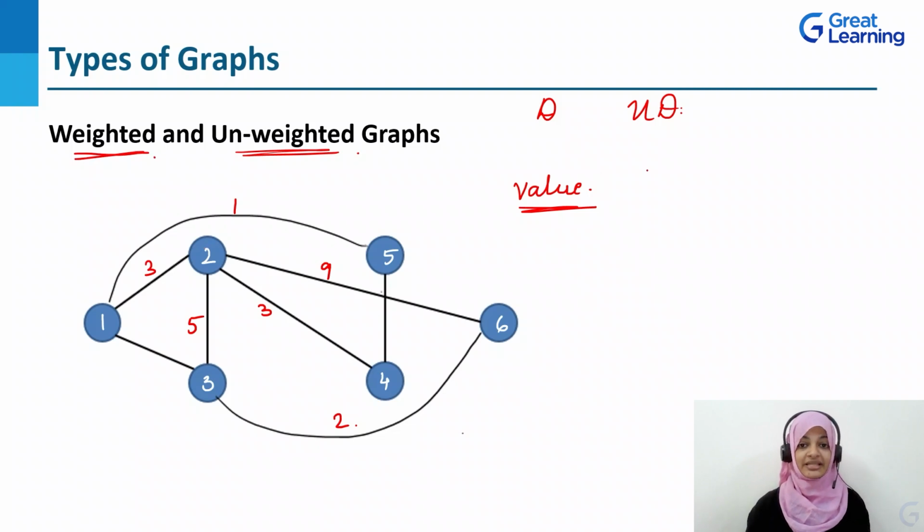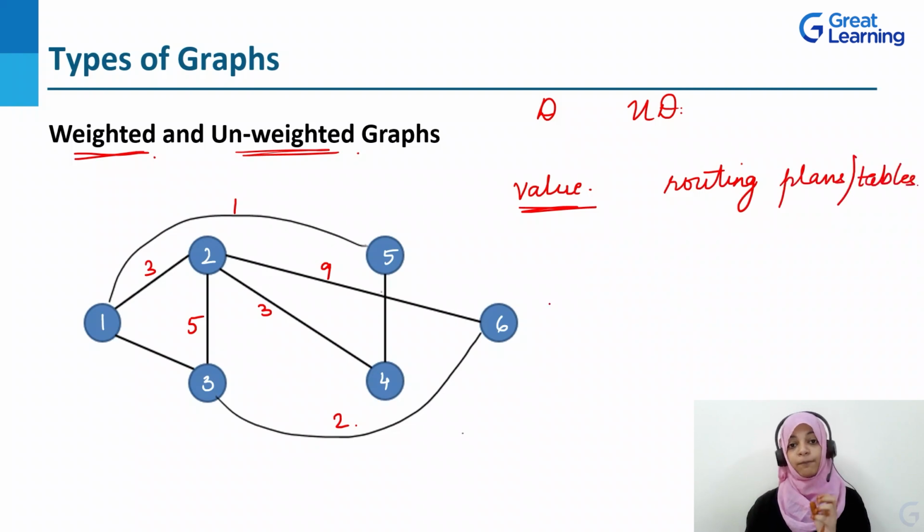Weighted graphs are most commonly seen while we actually look through routing tables or routing plans, and these are an important part of networking. Weighted graphs are also seen in real-life applications such as power grids and mobile networks, because again there we need to identify either the cost associated, or the distance between, or the power of the value that is being transported between any two given nodes. Right? So in any case, there is going to be a value associated with a given edge within the graph. If that is the case, then it is known as a weighted graph. If there are no values associated with the edges, then they are known as unweighted graphs.